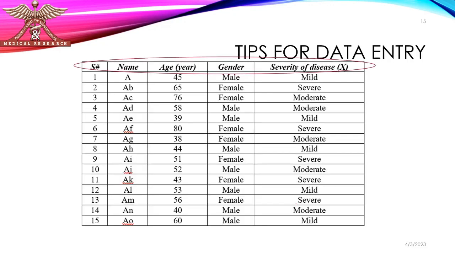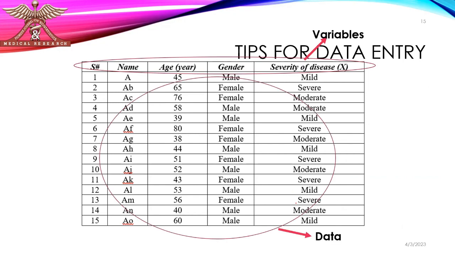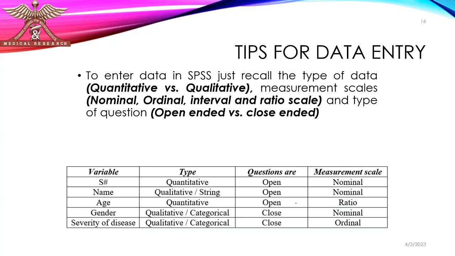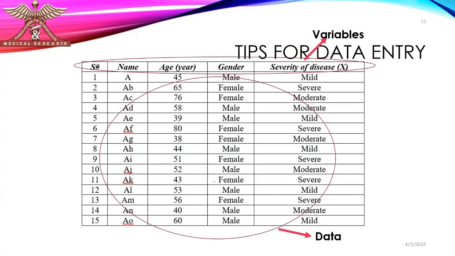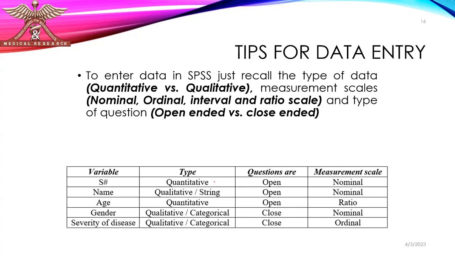This is a template for you people. If you are to enter these variables: serial number, name, gender, severity of disease. Let us discuss one by one. These are the variables, these are the data. Among these variables, I am trying to tell you what kind of variables are here. Serial number is quantitative because I have taken 1, 2, 3, 4, 5, 6, 7, 8, as you saw in the previous video. So you can choose serial number type as numeric, or string if any alphabet is involved.